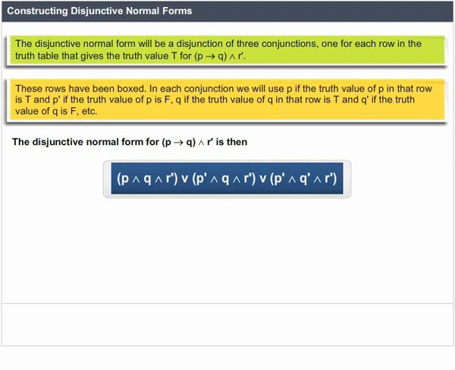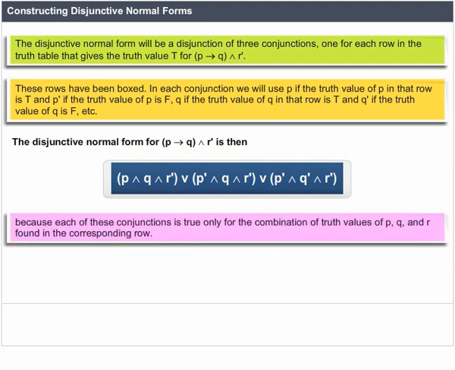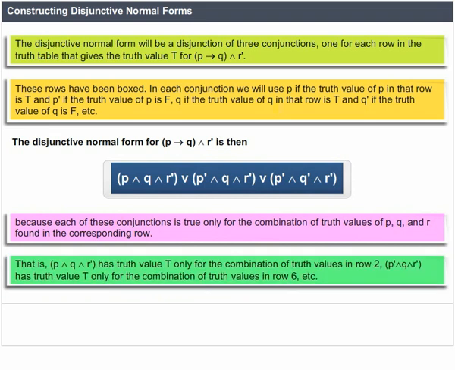Because each of these conjunctions is true only for the combination of truth values of P, Q and R found in the corresponding row, that is P and Q and R dash has truth value T only for the combination of truth values in row 2, P dash and Q and R dash has truth value T only for the combination of truth values in row 6, etc.